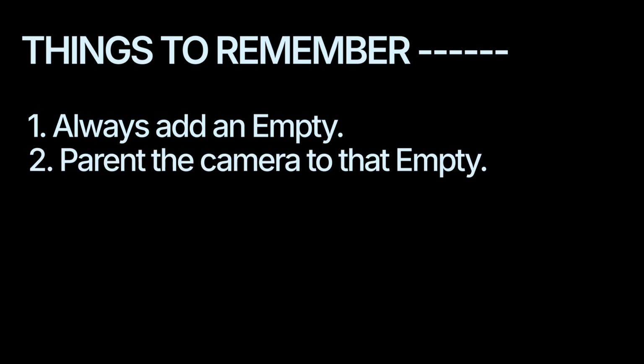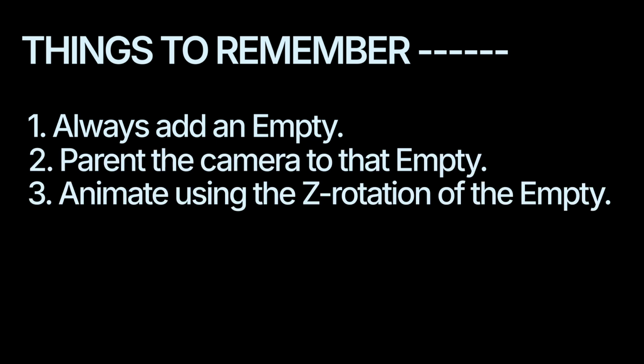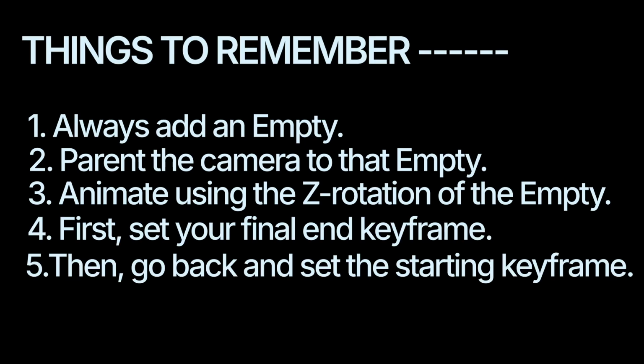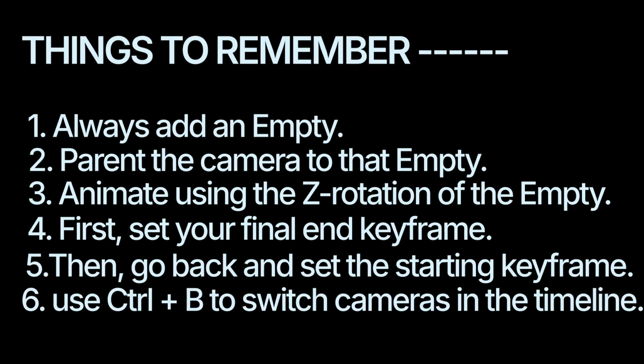But first, let me give you the non-negotiables you need to remember while making these animations. Always add an empty. Parent the camera to that empty. Animate using the Z rotation of the empty. First, set your final end keyframe. Then, go back and set the starting keyframe. And don't forget, use Ctrl plus B to switch cameras in the timeline.